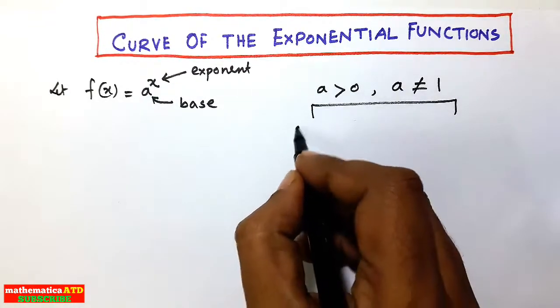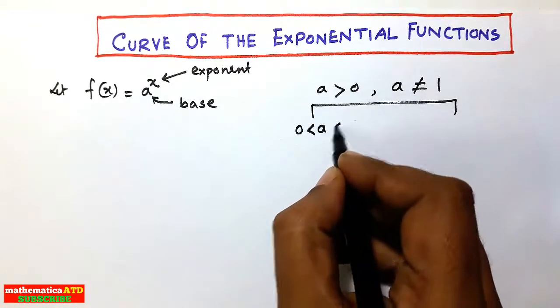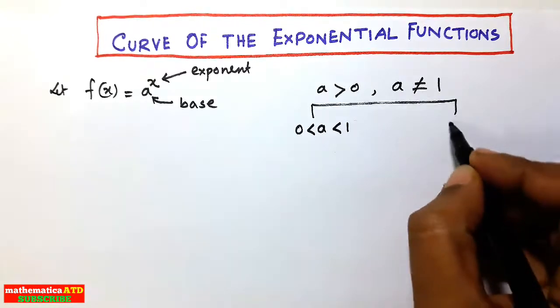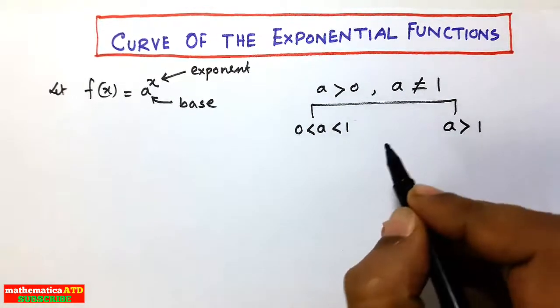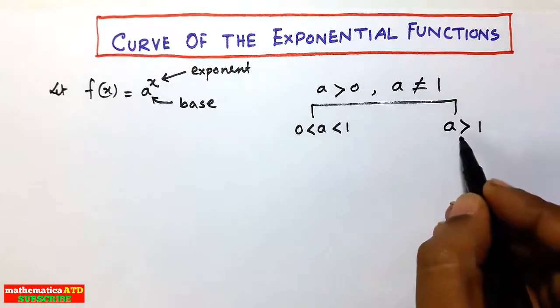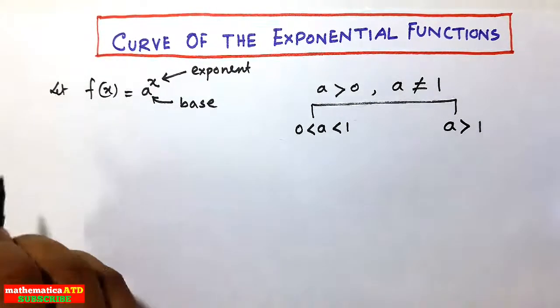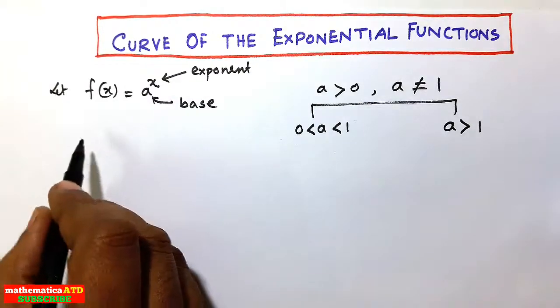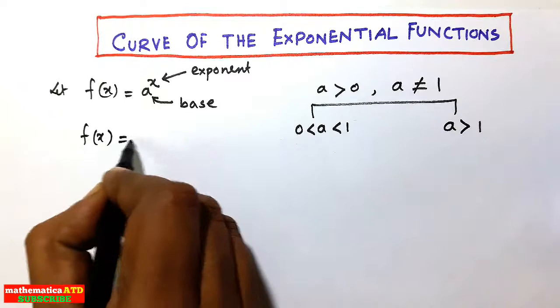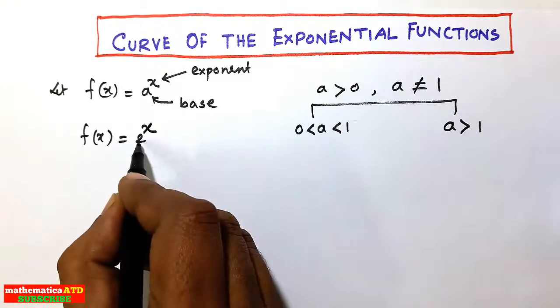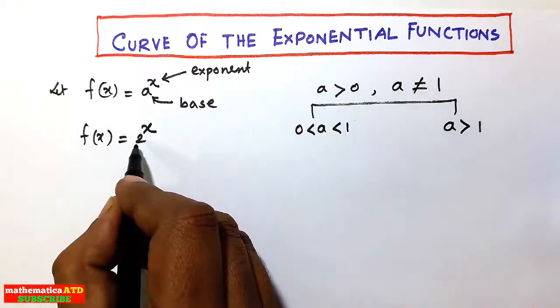There arise two cases. The first one is 0 less than a less than 1. Another one is a is greater than 1. Okay, let's try with the second one. Say a is greater than 1. Let us consider that a is equal to 2. So f(x) is equal to 2 to the power x. Here the base is more than 1.